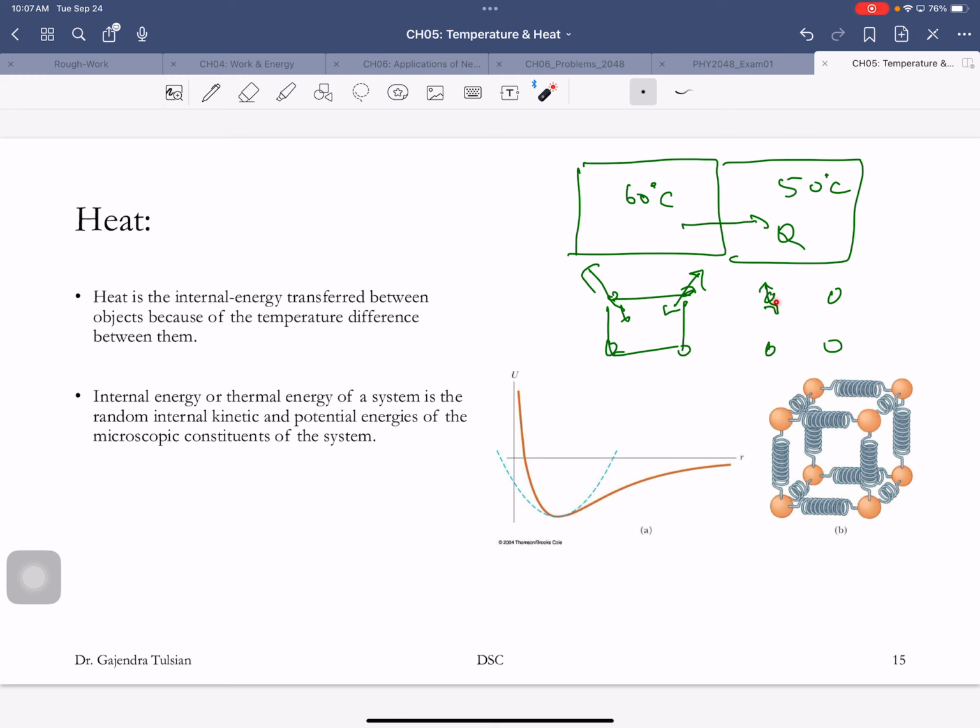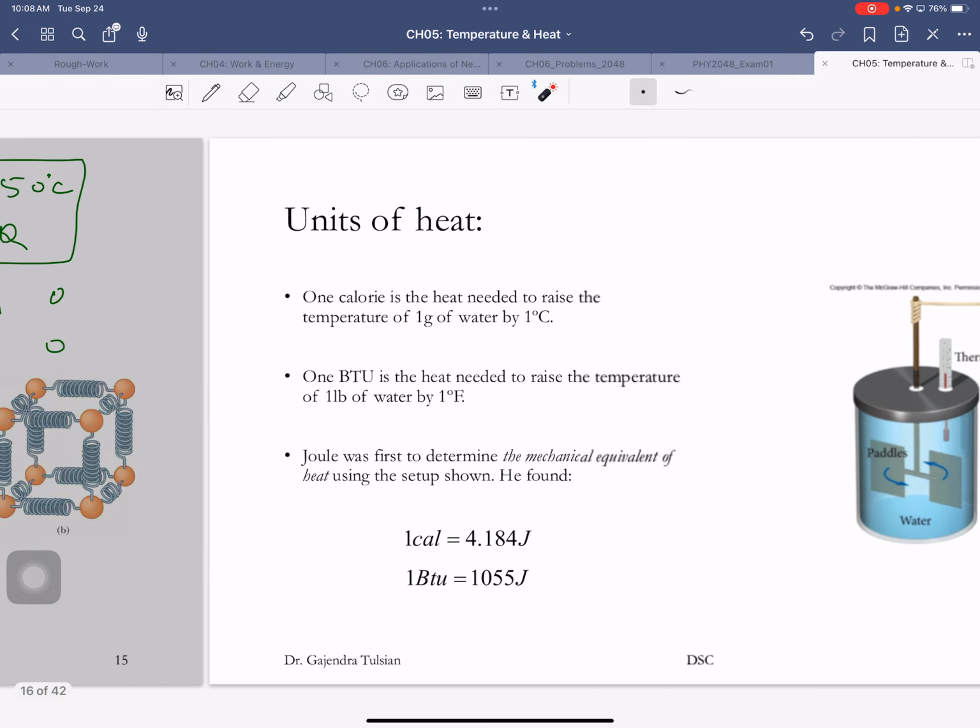So they share some of their kinetic energy, and as the temperature drops, the distance between the molecules is decreasing as well. And so they're sharing some of their potential energy as well, okay? So heat is the sum of this random kinetic energy and potential energy. Heat is the internal energy transferred between objects because of the temperature difference between the objects. Internal energy or thermal energy of the system is the random internal kinetic and potential energies, okay? So that's what you're exchanging.